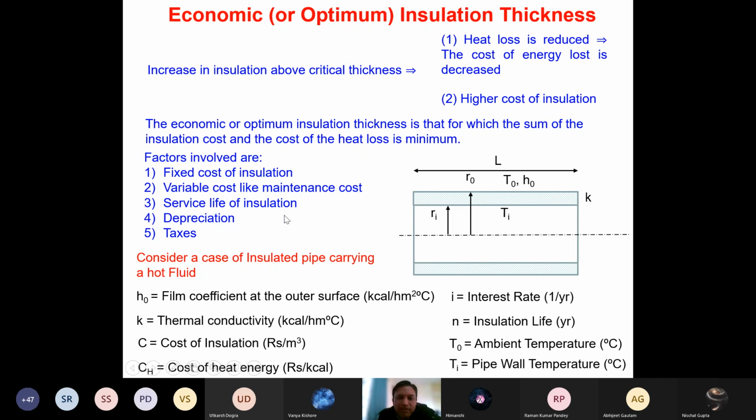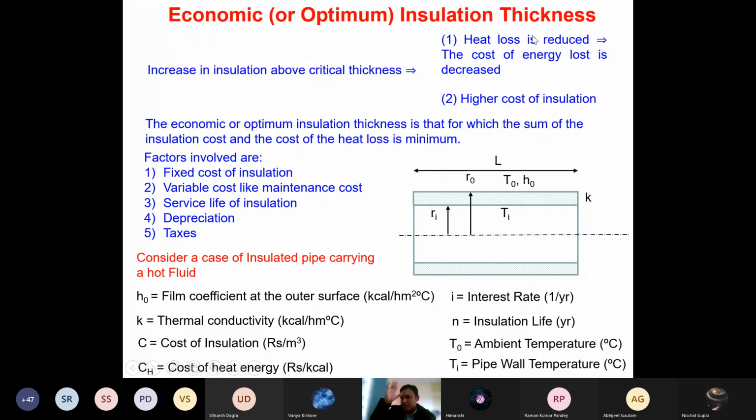Also the service life of the insulation. How much the life of the insulation is, is important, whether the cost you are incurring for the insulation is spanned over 5 years or 10 years. Also depreciation. Here depreciation means that the value of the insulation you are adding is decreasing over the years, and taxes. So all these are the factors involved while calculating the economic or optimum insulation thickness.